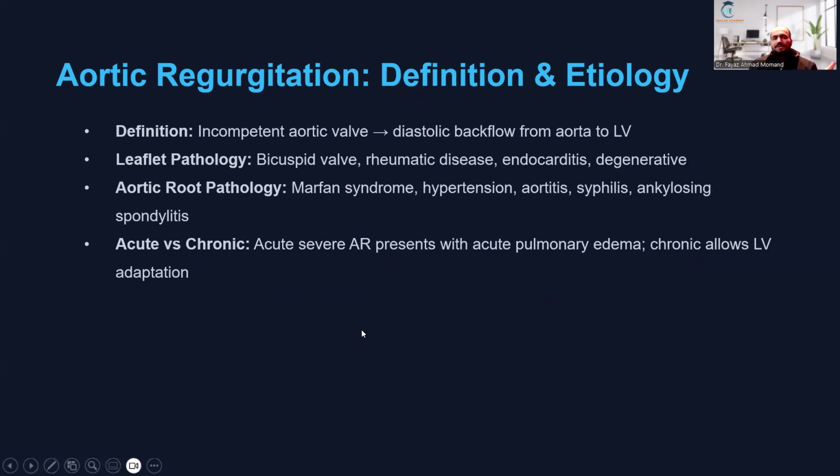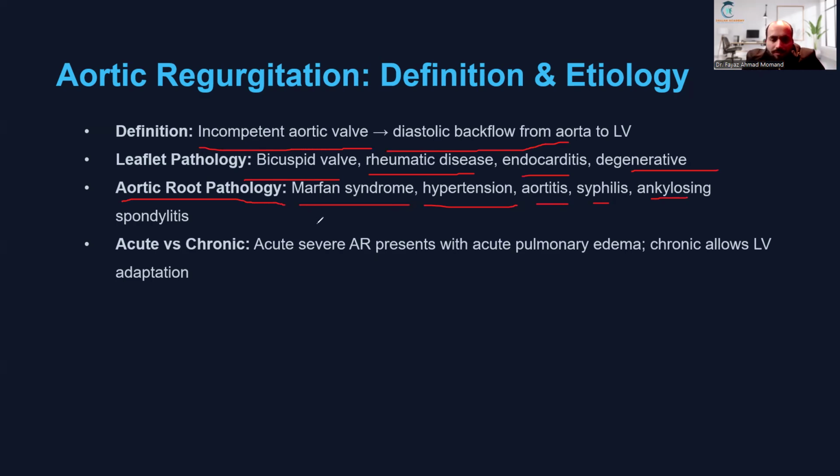Now, moving on to the next type of aortic valve disease, which is regurgitation. It is an incompetent valve. The aortic valve is incompetent, unable to hold the blood from entering the left ventricle back. This causes backflow to the left ventricle during diastole. Commonly, it's caused by bicuspid valve, rheumatic disease, endocarditis, degenerative valve as in older age. Sometimes aortic root pathologies such as Marfan syndrome, hypertension, inflammation of aorta, syphilis, and ankylosing spondylitis can also affect the aortic valve and cause regurgitation.